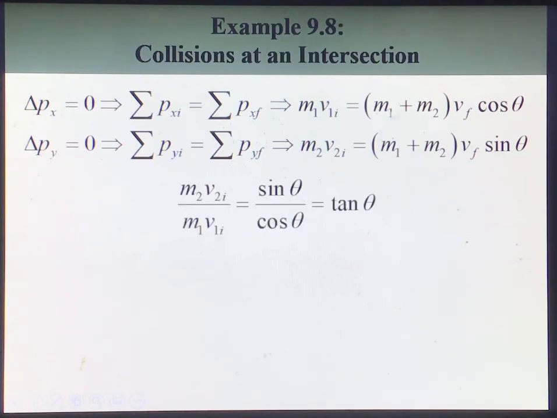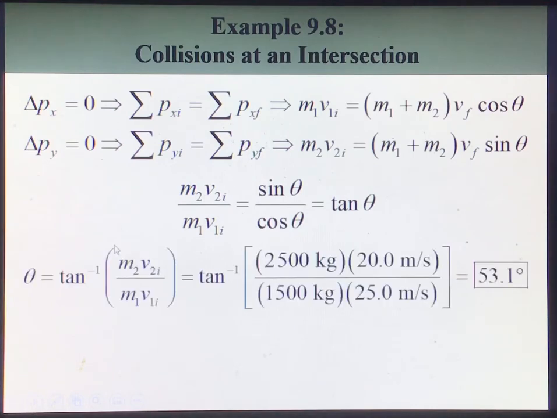And so if I look at these two equations here, if you divide equation number 1 by equation number 2, notice that the m1 plus m2 is going to cancel. So you can get this equation here. And by substitution, you can find what this angle is. The angle is going to be 53 degrees.